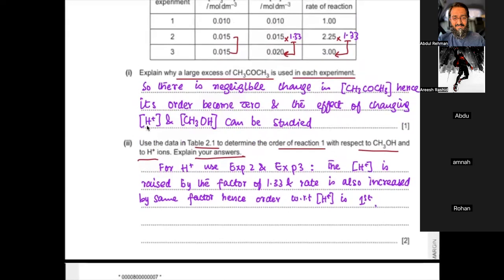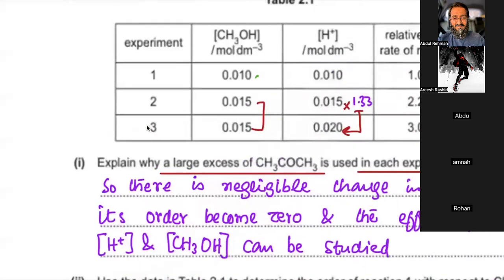Now, what I can do is go for experiment 1 and 2. By which factor is this increased? Can anyone tell me? Okay, Shahid. So we have to show the working as well. It is increased by the factor of 1.5. If you see, this is also increased by the factor of 1.5. And by which factor is it increased? It is increased by the factor of 2.25, right?